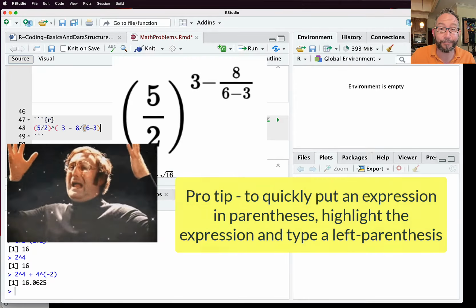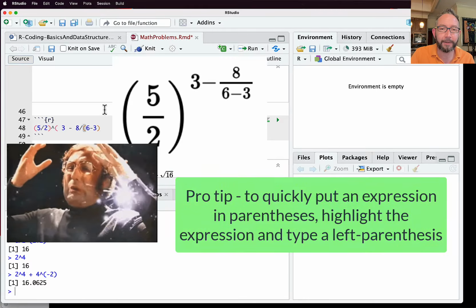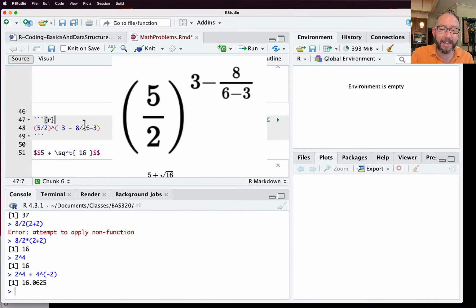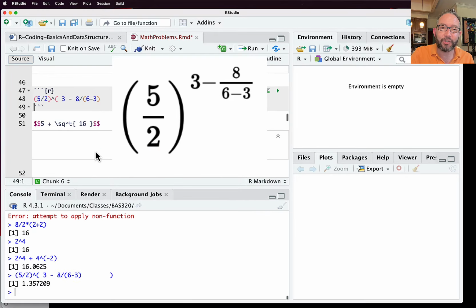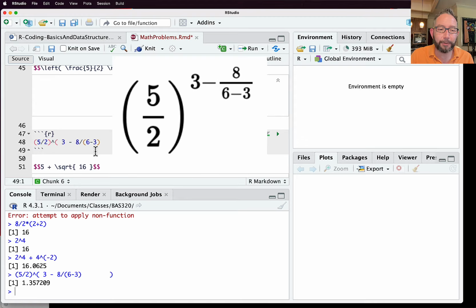It puts the left and the right there. Kind of a cool trick that R does. And so now I've evaluated that exponent appropriately, and I can shoot that down to the console, and I see that it's equal to about 1.36 or so.